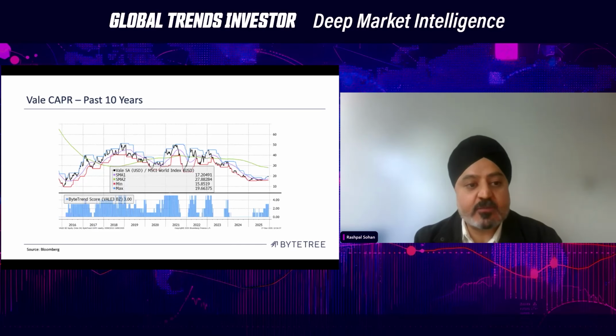Now, if you look at that same chart on a relative basis, which is shown as the black line, and by the relative basis, I mean relative to the world index, right? Again, you can see that the score oscillates between 0 and 5. So it was very strong between 2016 to 2018. So scored between 0 and 4, and has been oscillating between that ever since, which has been performing in line with the world index till around 2023.